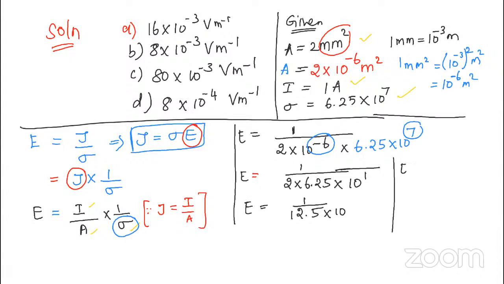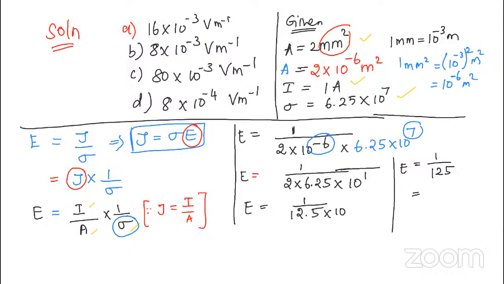E value is equal to 1 divided by 125. So when it is 1 divided by 125, how do we convert the powers? Here the denominator, it is 125, that is 3 digits. From the above, it is only 1 digit. So what do we do now?